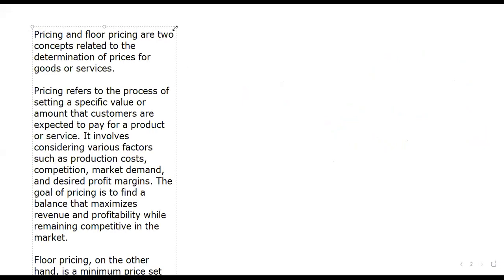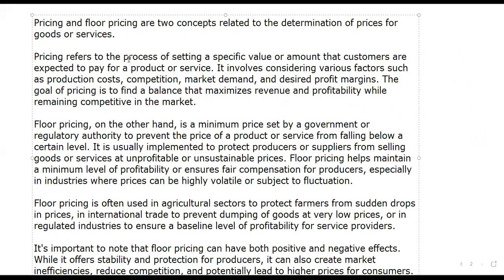So what did I say was a price ceiling? There are 2 government interventions that are very common. Pricing process includes floor pricing, where we assume the minimum set by government or any regulatory authority to prevent the price of a product from falling below a certain level, usually to protect our producers, because sometimes you people over bargain. So floor pricing is often used in the agricultural sectors to protect farmers from sudden drops. So we cannot go below a certain level.